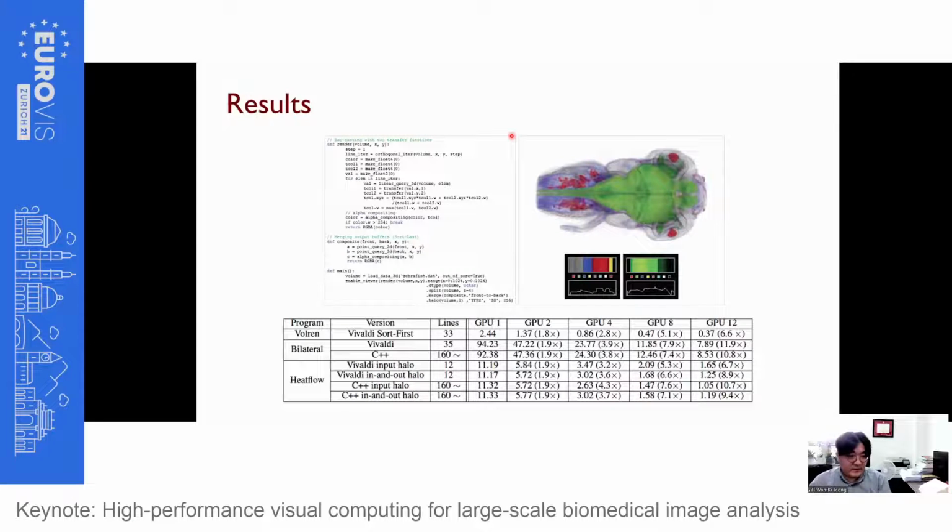So let me show you some results. This is an example of Vivaldi code, and this is the result of rendering, and this is the computation result. So we tested with various image processing tasks, or computation tasks, and we tested some scalability here. We reached up to 11.9 for 12 GPUs. Okay.